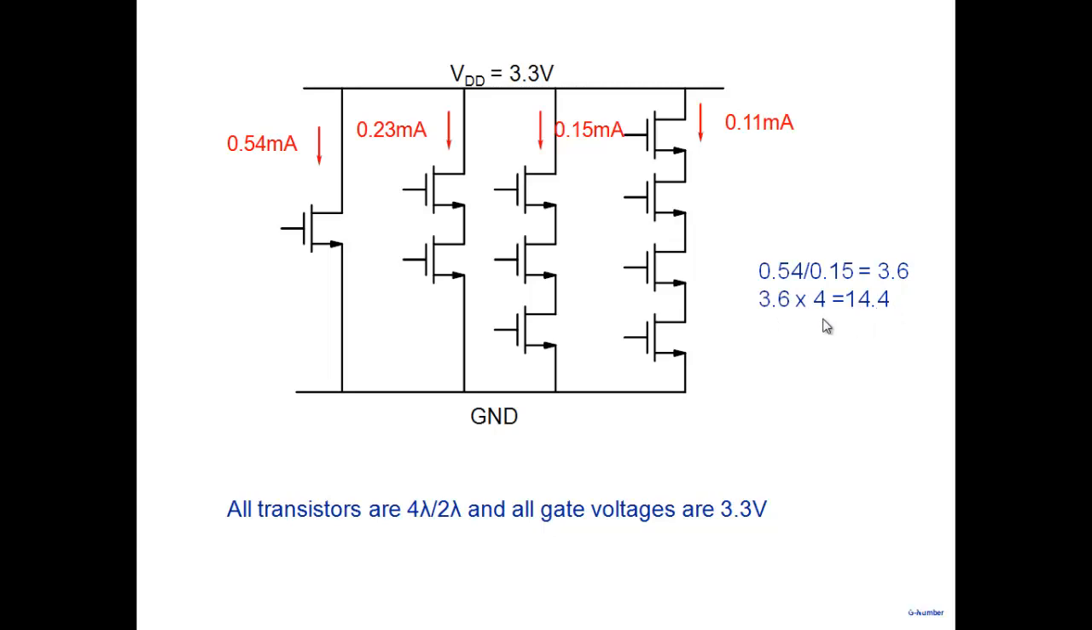Right, so what should I do? The sizes here become maybe 14 or so. And if I go to a 4-input NAND gate, this is 0.11. And 0.54 divided by 0.11 is 4.9. 4.9 into 4 is 19.6. So if I try to balance these the same, I'll have to make this each 20 lambda by 20 lambda here.